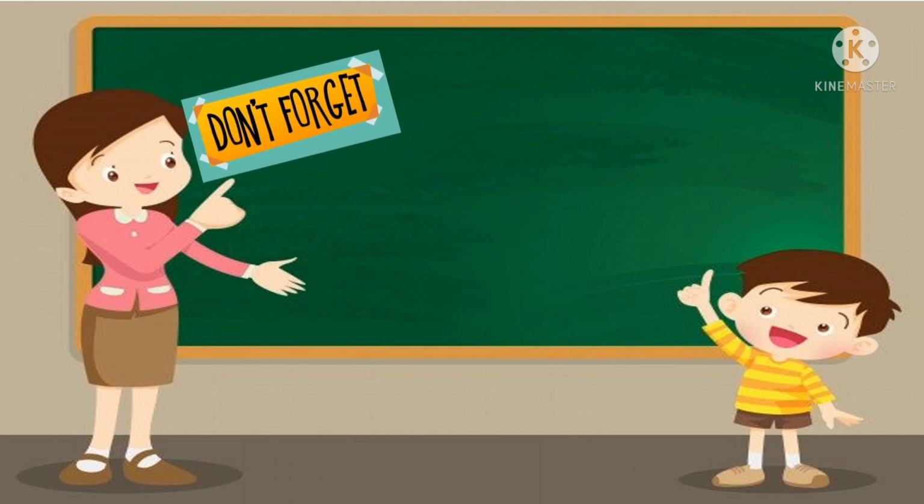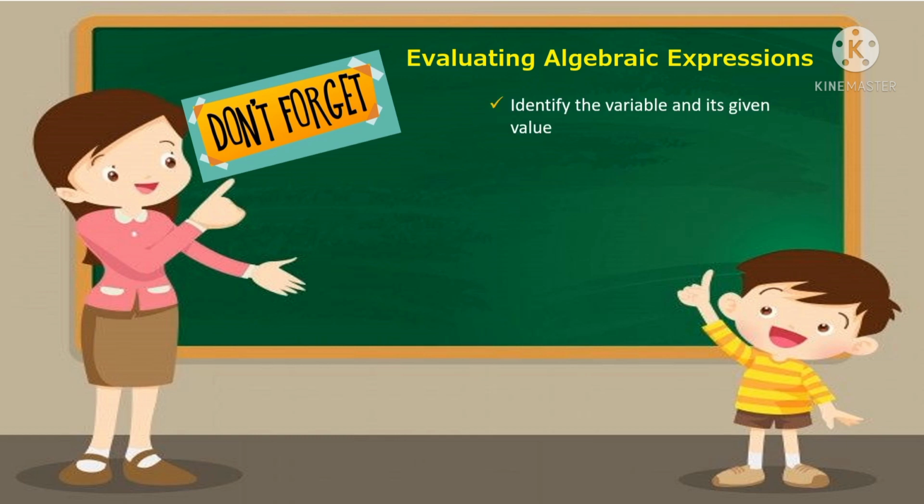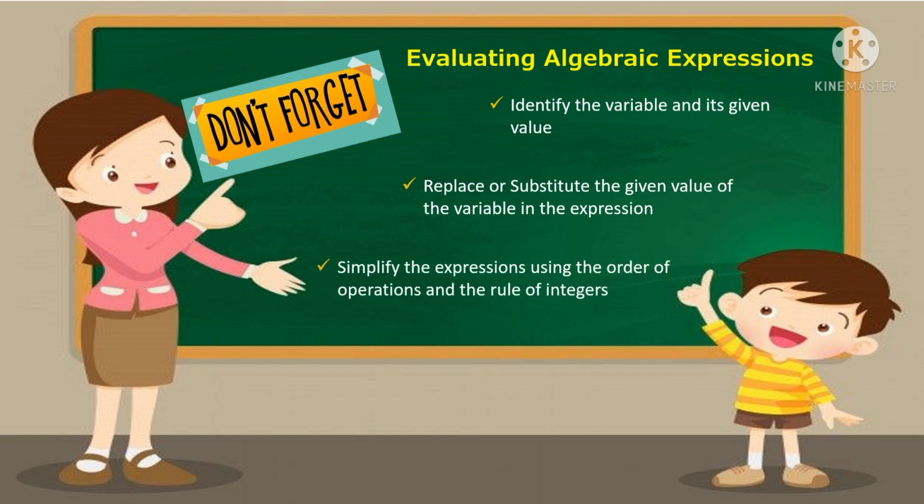So always remember, in evaluating an algebraic expression, first identify the variables and their given values. Number 2 is replace or substitute the given values of the variables in the expression. And number 3 is simplify the expression using the order of operations and the rules of integers. And also don't forget to analyze the given expression, because you will not be confused if you understand what the given expression is.